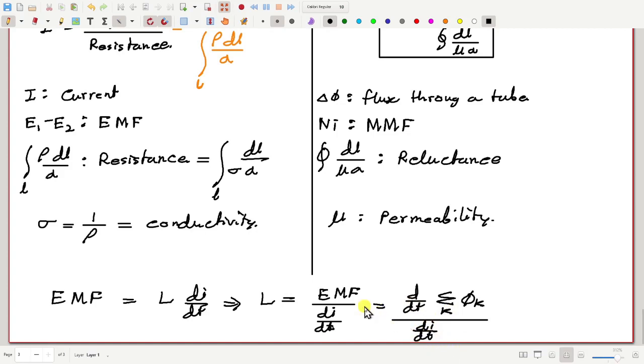And this term is called, as we said, psi. So then the right hand side becomes psi by I, or flux linkage per unit current. So that is the expression for the inductance. So this is equal to L.